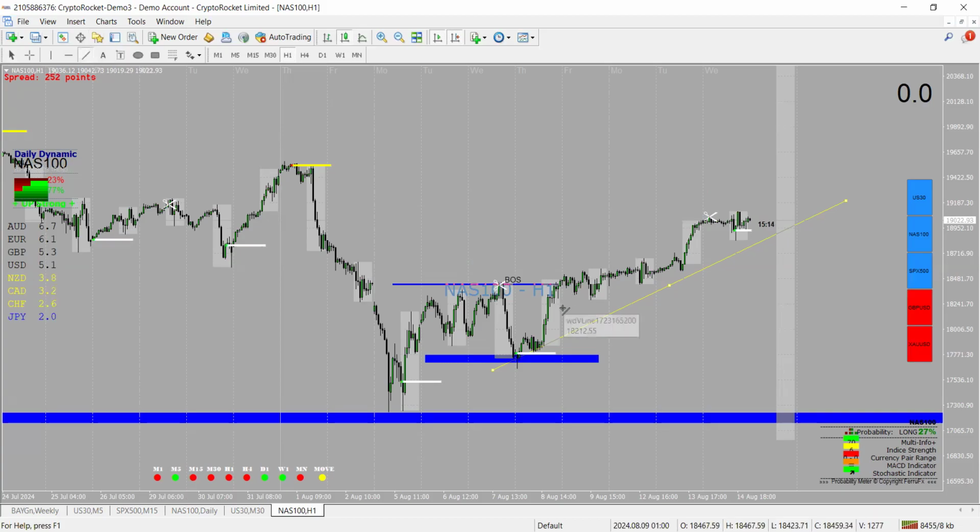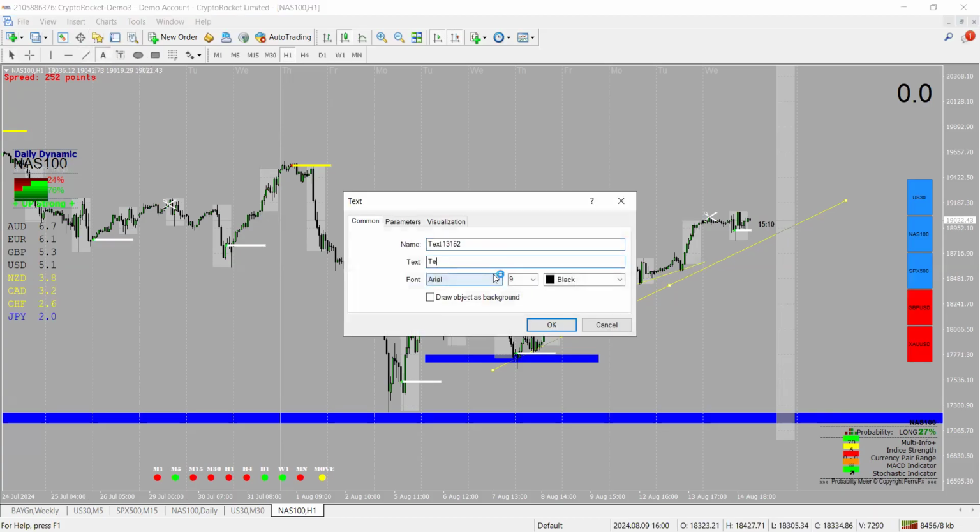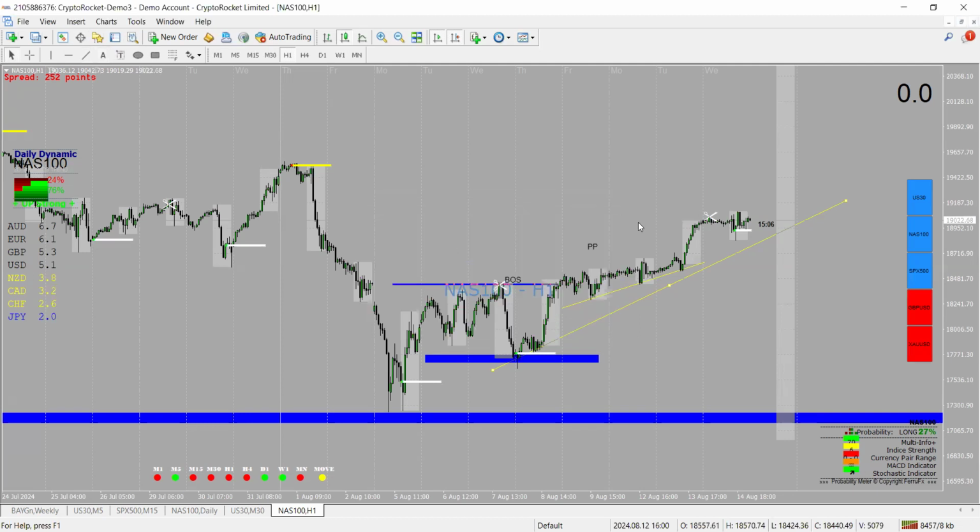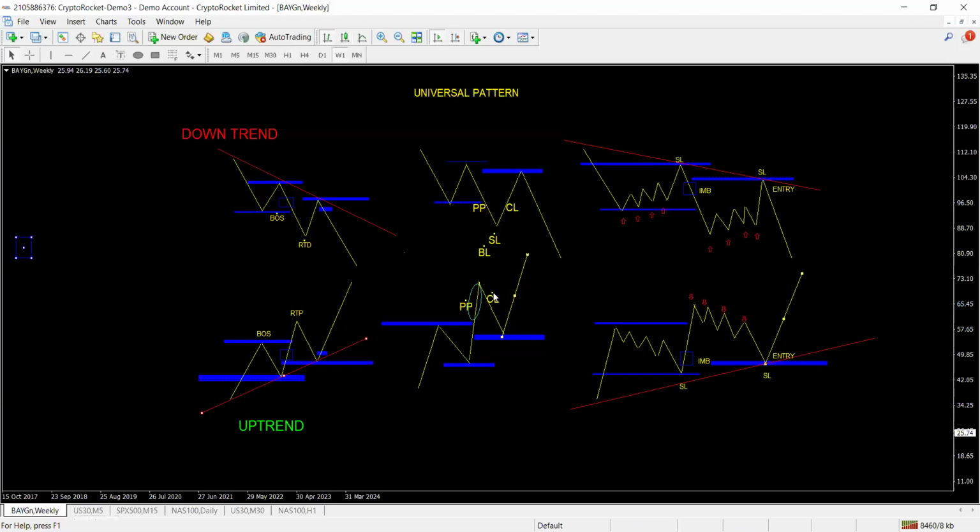So this is a PP, for push phase. I'm trying to basically say what I'm about to type. We know that's a push phase, and this push phase is going up in a higher high, higher low formation. We haven't started creating liquidity yet. We're not in this phase yet of the pattern, the universal pattern.